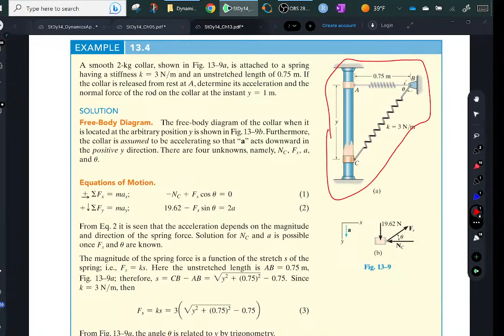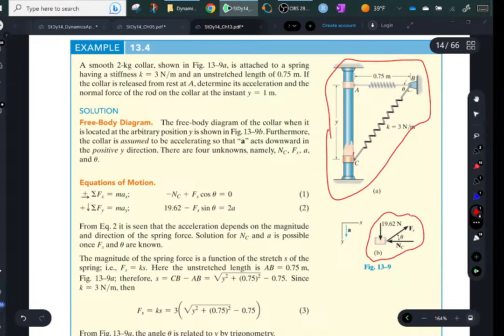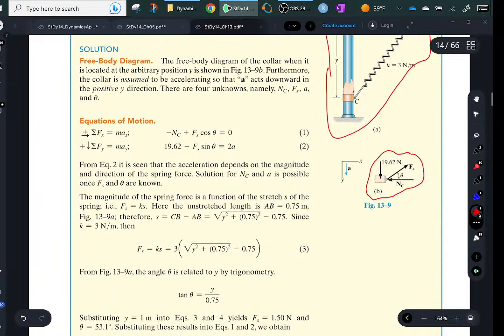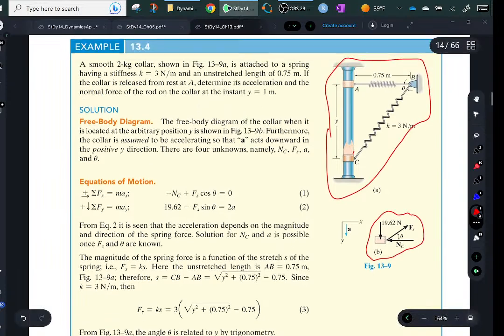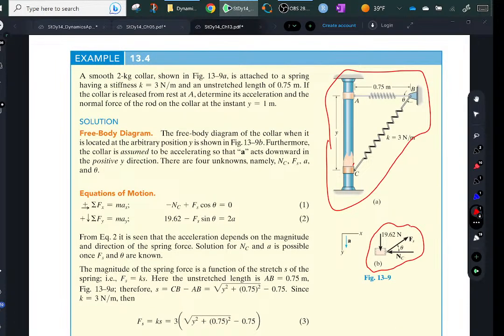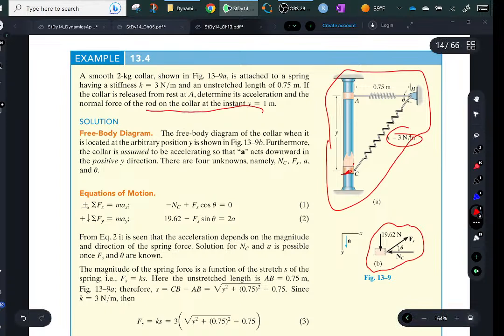But imagine if you had friction here. So see, he has no friction. Okay, so he has no friction. And then he says, okay, you've got a 2 kilogram collar, I guess that's the collar, attached to a spring with the stiffness of this, and an unstretched length. If the collar is released, determine the acceleration, the normal force of the rod and the collar at y equal to 1 meter. So it's 1 meter down.